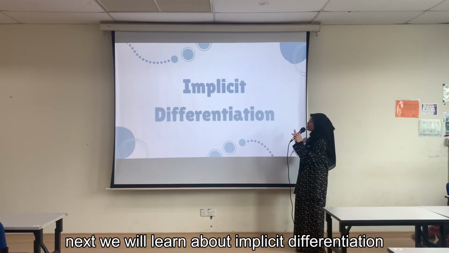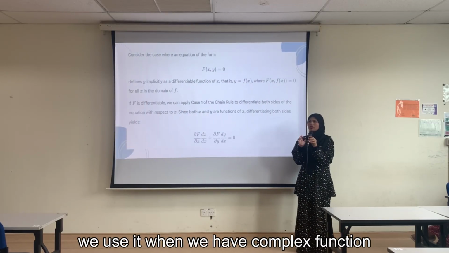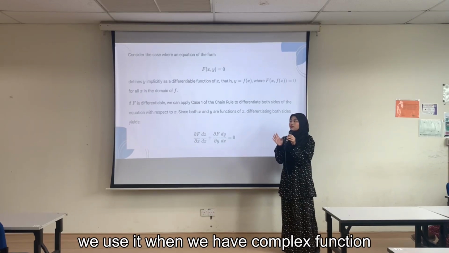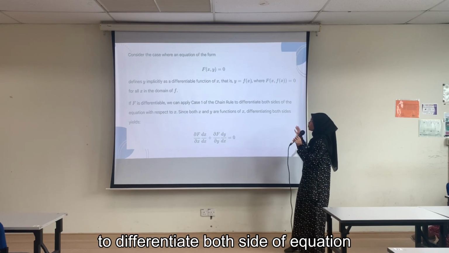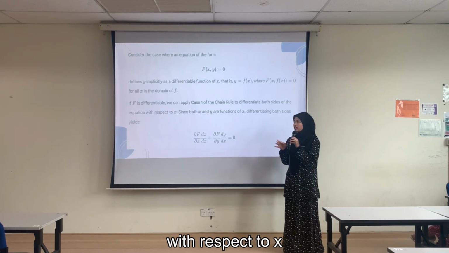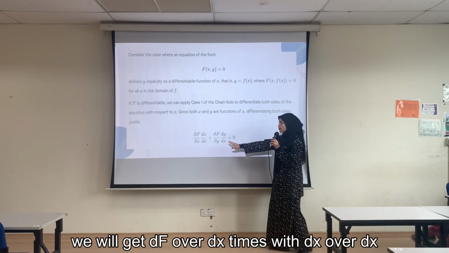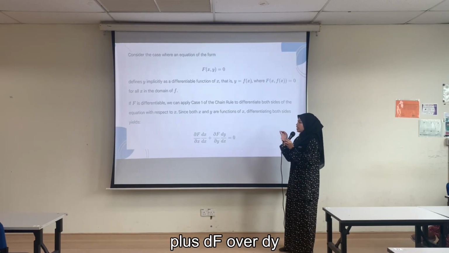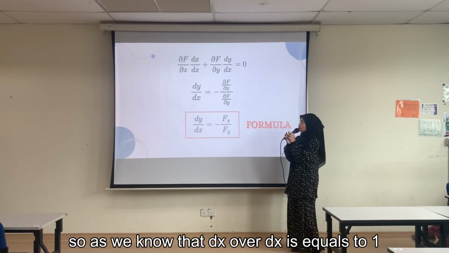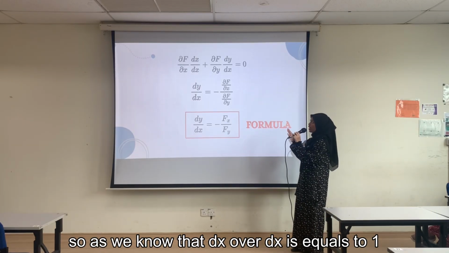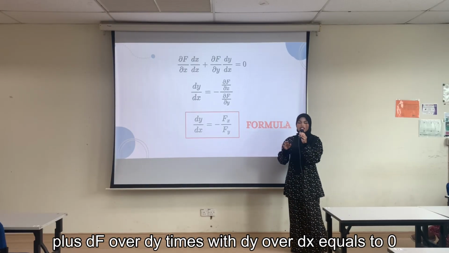Next, we will learn about implicit differentiation. So for implicit differentiation, we use it when we have complex function. So if f is differentiable, we can apply case 1 of the chain rule to differentiate both sides of the equation with respect to x. So when we differentiate with respect to x, we will get df over dx times dx over dx plus df over dy times dy over dx equals to 0. So as we know that dx over dx is equals to 1, then we will get df over dx plus df over dy times dy over dx equals to 0.